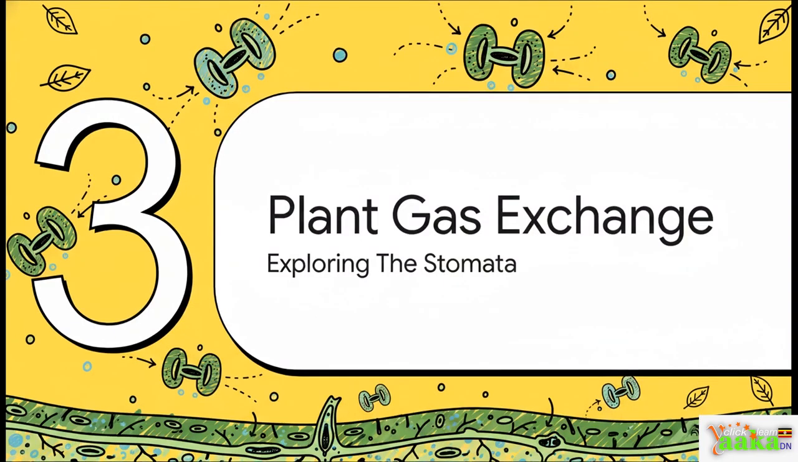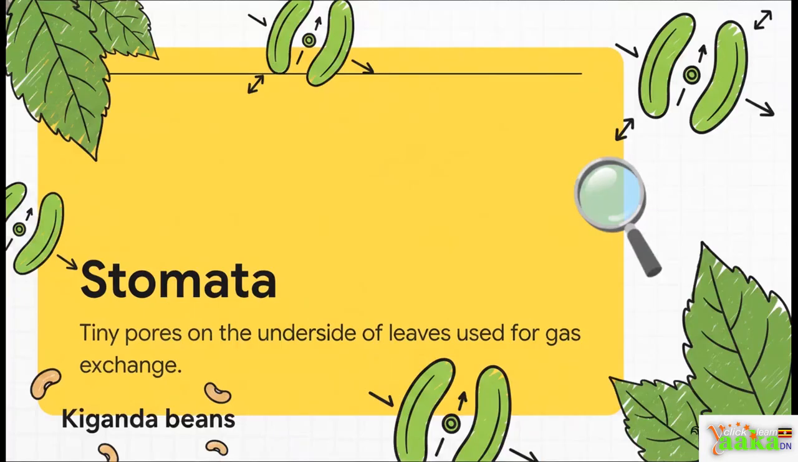Next up is Section 3, Plant Gaseous Exchange. We're going to focus specifically on these microscopic structures called stomata. In flowering plants, like our local Kiganda beans, this gaseous exchange happens mostly in the leaves through tiny pores called stomata. A single pore is called a stoma.